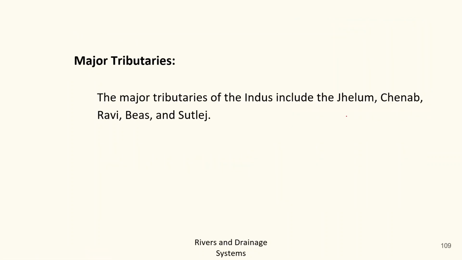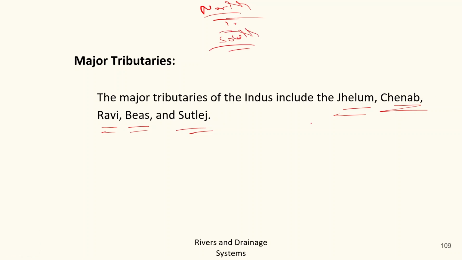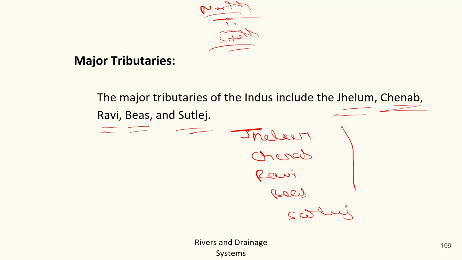Okay, now come to the major tributaries. As I have told you, Jhelum, Chenab, Ravi, Beas and Satluj. Okay, the second question is arrange them in a north to south order. So from north to south order, they are originated as: the first river is Jhelum, second is Chenab, third is Ravi, fourth is Beas, and the fifth is Satluj. So it's a north to south order of origination.